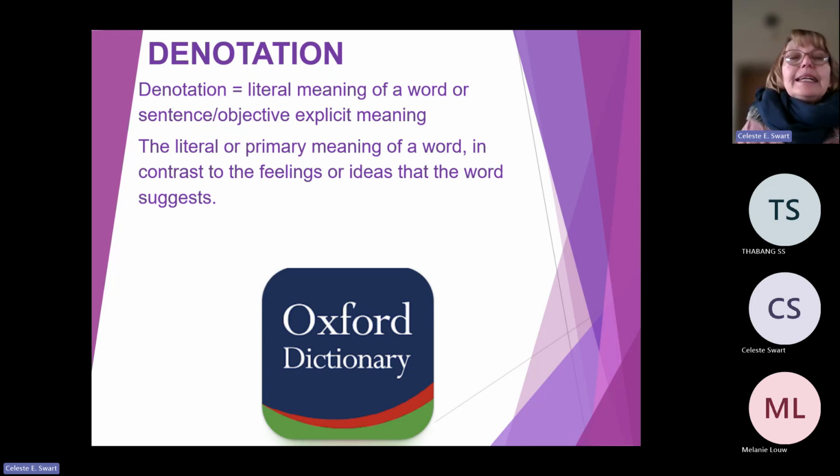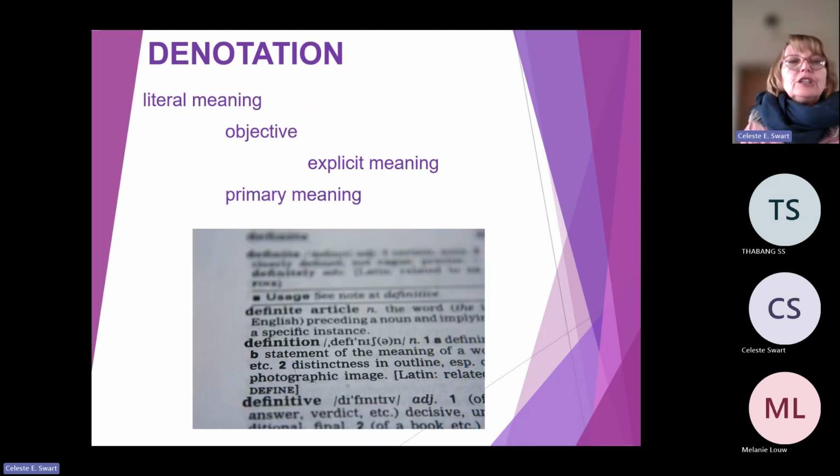It's the literal or the primary meaning of a word, and it's in contrast to things like feelings or ideas that the word suggests. When someone says something and you think of something different, not of what the words actually mean, that is when we speak of denotation, the literal meaning of words. So here we have an example. We see its literal meaning. It's objective. It's explicit or very specific. And it's also the primary meaning.